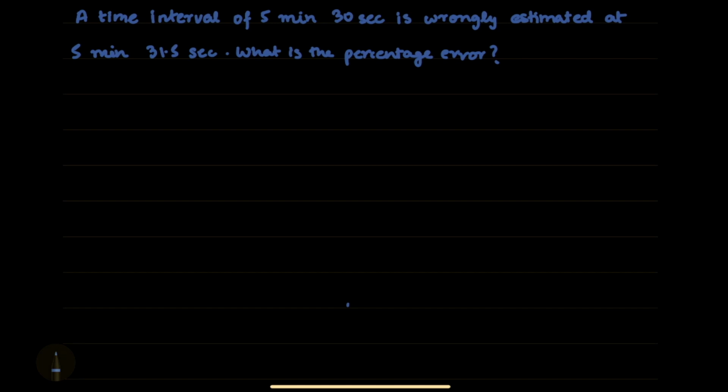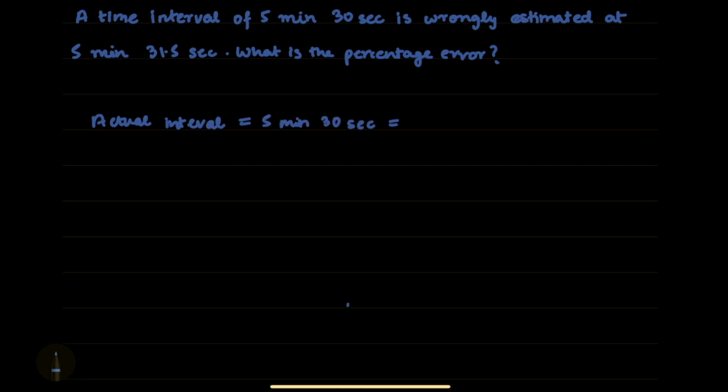let's try a new word example and see how these rules of thumb can be used in a real world example. In this question, we have a time interval of 5 minutes 30 seconds, and it has been wrongly estimated as about 5 minutes 31.5 seconds. We need to find the difference in these two values, or the percentage error. What is the actual time interval, or the original value? That will always be the one before anything changed, and that is 5 minutes 30 seconds.